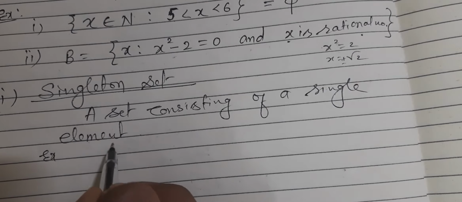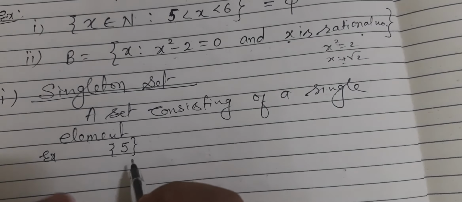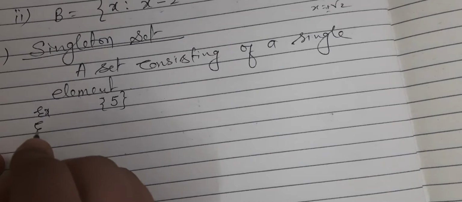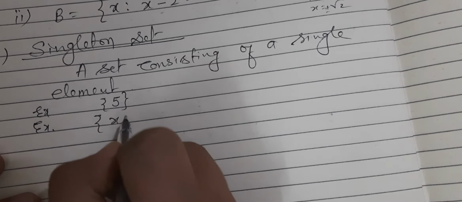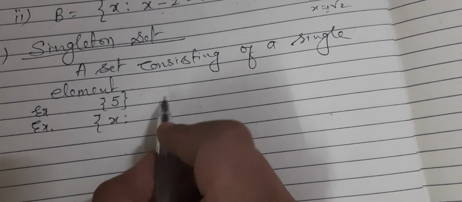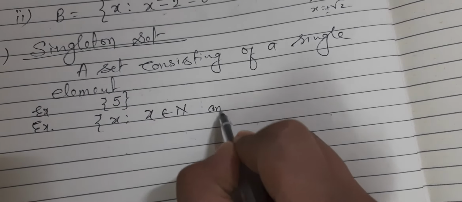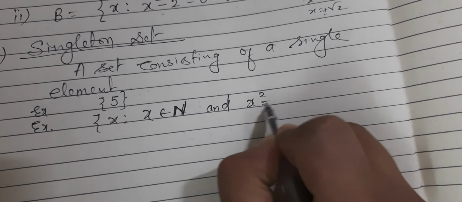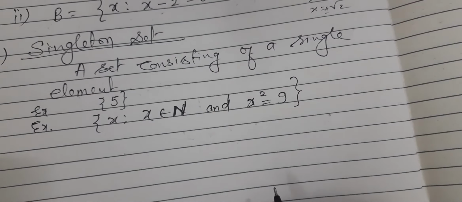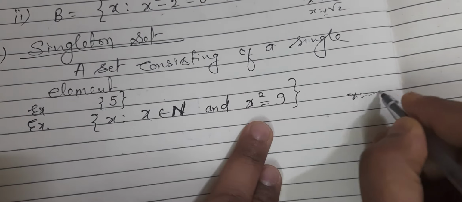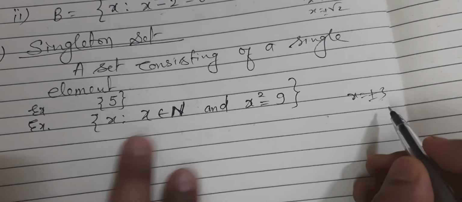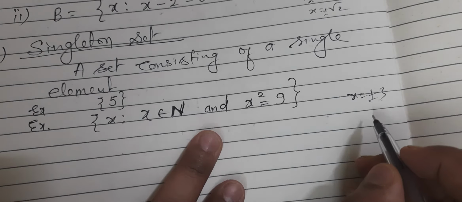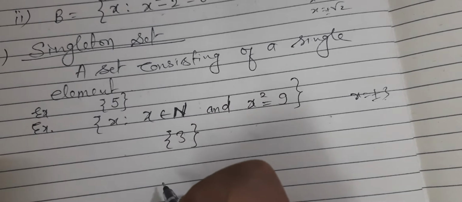For example, if I write this, it's a singleton set because here we have only one element in this set. Another example, x for all x such that this x belongs to set of natural numbers and this x square is equals to 9. Okay, so x square is equals to 9. It means x is equals to plus minus 3, but we cannot include minus 3 because here x belongs to N. So here this is a singleton set, and this is equals to the singleton set 3.